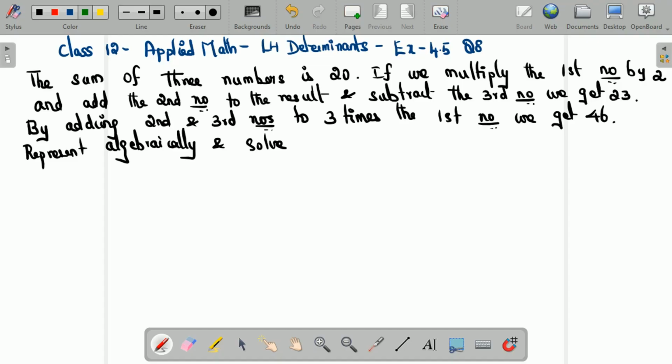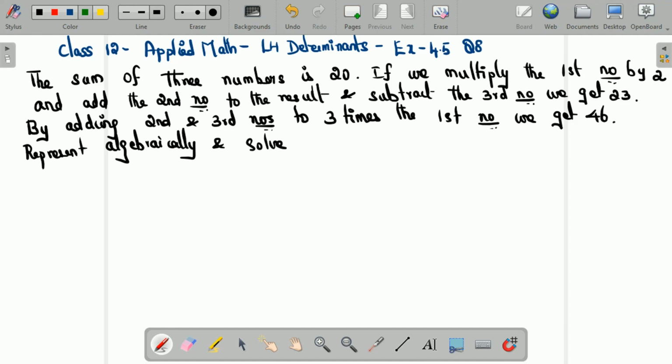In this video, let's find the solution for the 8th question in exercise 4.5. The sum of three numbers is 20. If we multiply the first number by 2 and add the second number to the result and subtract the third number, we get 23. By adding second and third numbers to 3 times the first number, we get 46. Represent algebraically and solve. So it's a word problem.